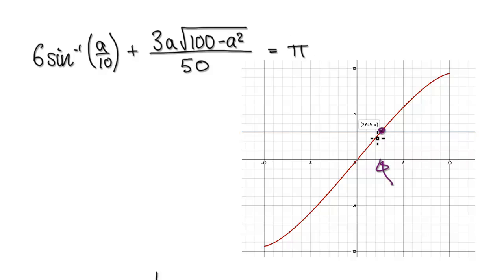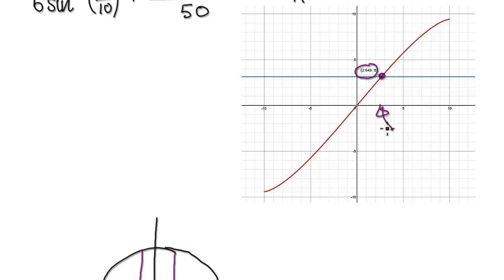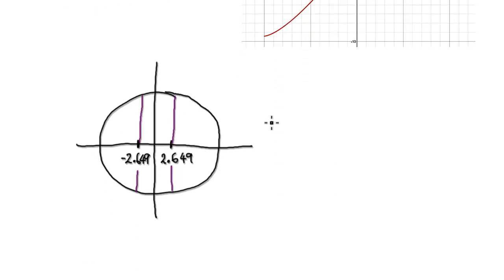So I don't know if you can see it, but it's 2.649. So what that means is A is 2.649. So what that means is if you have a piece of radius 10, then if you cut it at 2.649 and minus 2.649, then the three areas here will be the same. Okay?